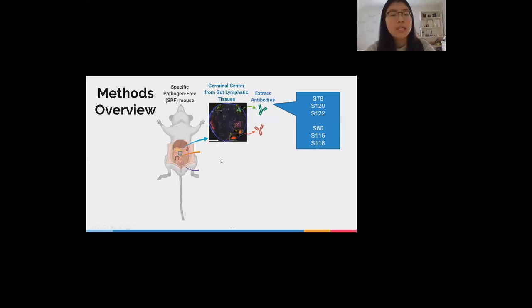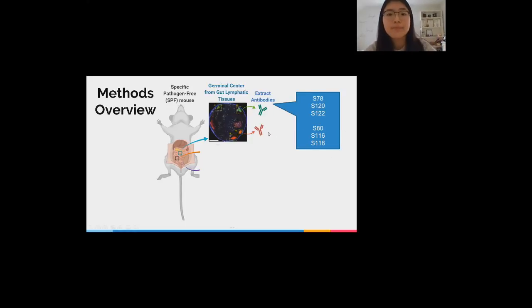So here are the materials and methods, and here's an overview. We had 3 different types of mice, which I will introduce later. And from each mouse, we would extract the germinal centers from the gut lymphatic tissue, usually the Peyer's patches or lymph nodes in the gut. And from that, we would extract the antibodies, and the 6 antibodies that we used in the study are as shown in the blue box on the right.